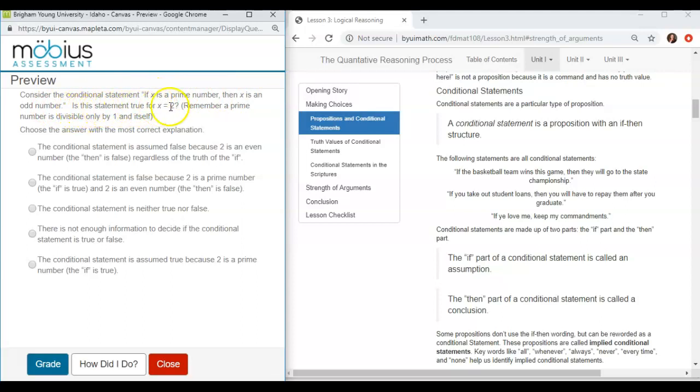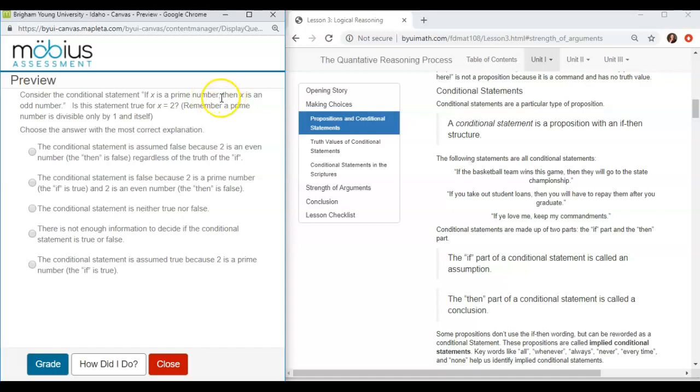Is this statement true for x equals 2? So if we're going to put 2 here, if 2 is a prime number, is 2 a prime number? A prime number is only divisible by 1 and itself, so yes, 2 is only divisible by 1 and itself. It is a prime number. So this part is true.